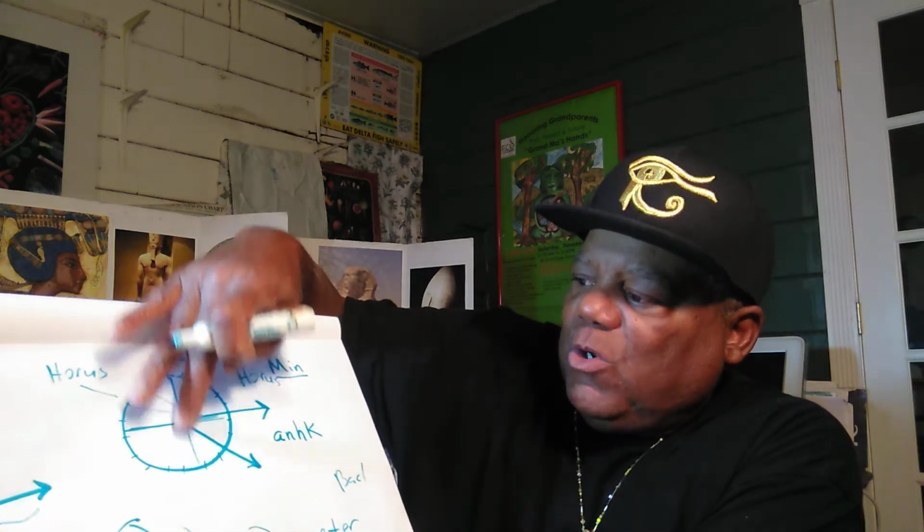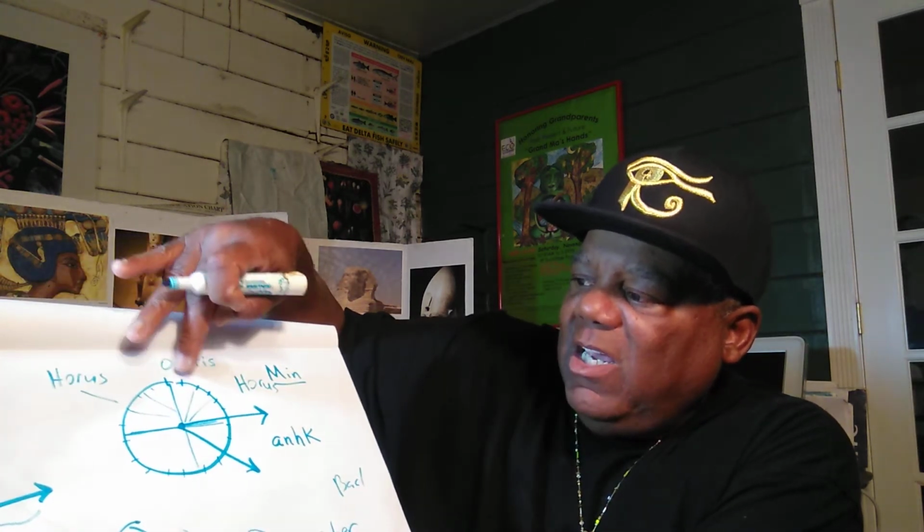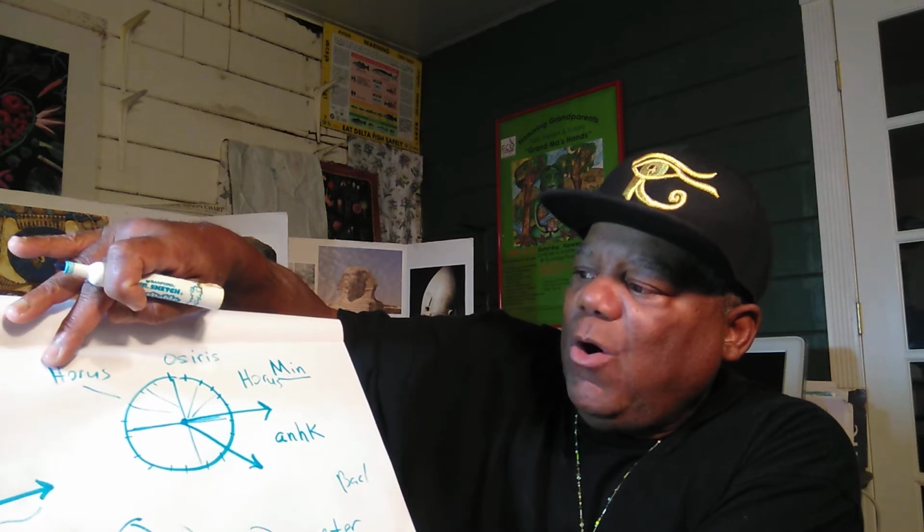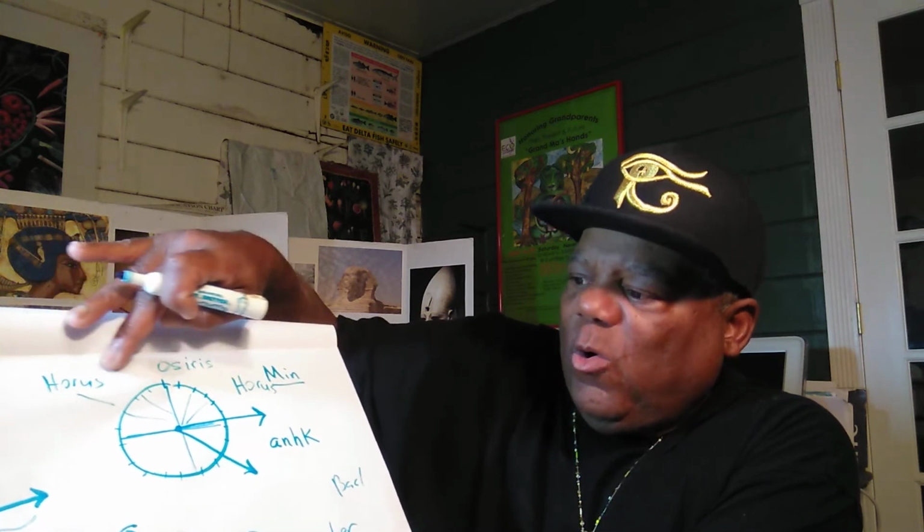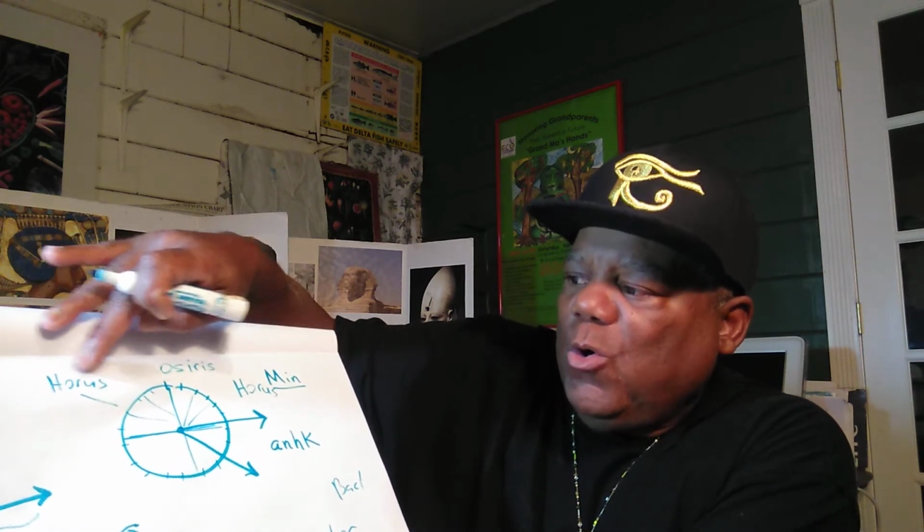Then we divided the circle into 60 parts, and we called those minutes, or min. Then we divided the circle into 12 parts, and we called those hours, or Horus.